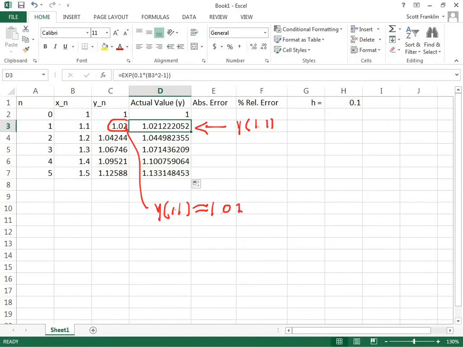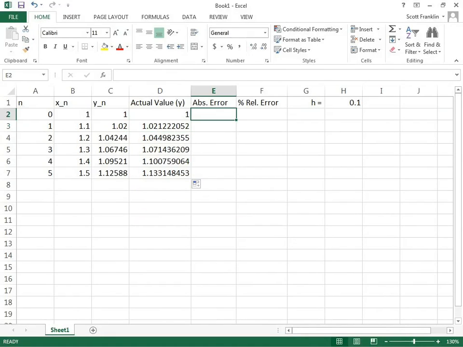Okay? So how far off am I? That's where we calculate the error now. So the absolute error will always be the absolute value of the difference between the actual value and the function value. So equals ABS of the actual value minus the approximate value. That's the formula that you have in your notes. Absolute value, the actual value minus the approximation.